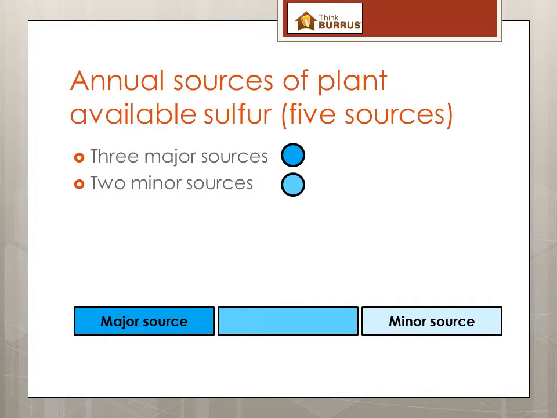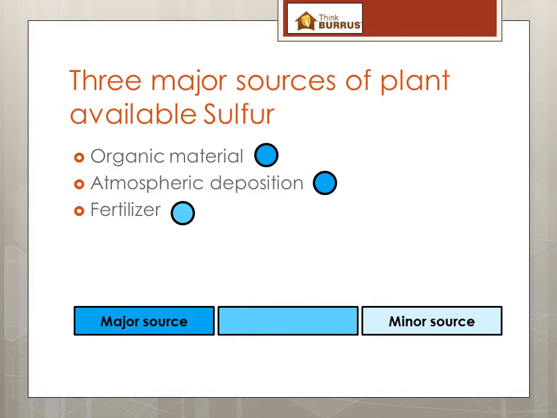I would say there are really 3 major sources and 2 minor sources of sulfur as you look at that diagram. Today we're going to venture into the first part of the major sources. I want to at least get you accustomed to these major sources of sulfur for the plant: organic material, atmospheric deposition, a topic we mentioned in passing last time, and fertilizer, a topic we also mentioned in session 1.